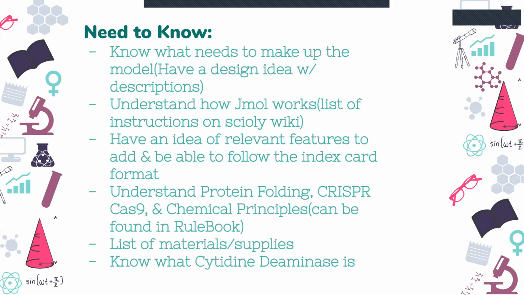And then for the written exam, you will need to know specific topics, which you can find more on in the Cellular Rulebook. And also, I have linked a few resources that you can read up on. What you would need to know is what protein folding is, CRISPR-Cas9, chemical principles, and how it stabilizes. Protein folding is basically how a protein takes its functional shape to perform its correct function.